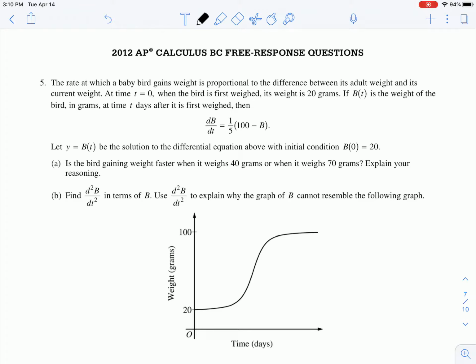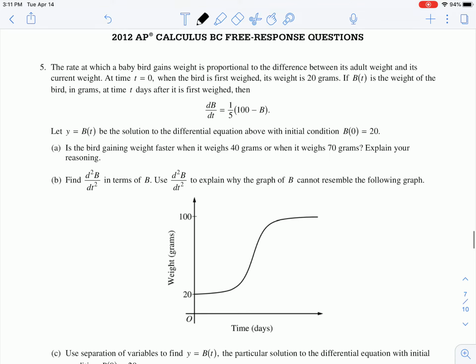We have the differential equation which gives us the rate at which this baby bird is gaining weight. What we don't have is the equation B(t), which would then give us the weight of the bird at any given time. But as you can probably figure out, we'll get there. So let's start with the first part.